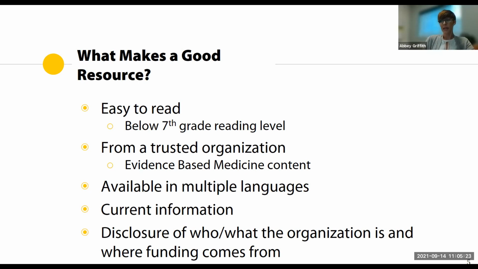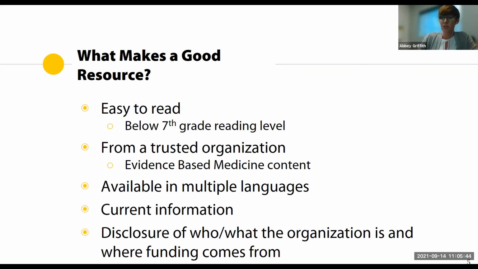It should also aim to be available in multiple languages. A lot of people, English is not their first language, and having the ability to read about their own health and their own conditions in a language that they are more comfortable with may be easier for them, and that may help them participate in their healthcare decisions and conversations with their physicians.